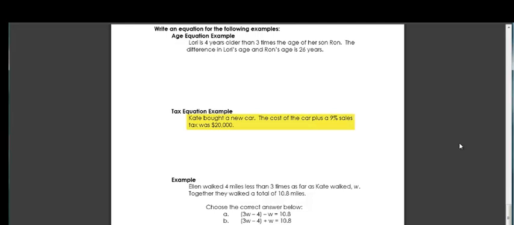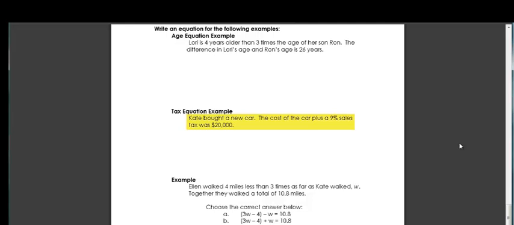It says Kate bought a new car. The cost of the car plus a 9% sales tax was $20,000. Okay, so we need to write an equation for that. It doesn't sound like a lot of information, but there's actually a lot there. So I'm going to use C as my variable since we're doing the cost of the car.